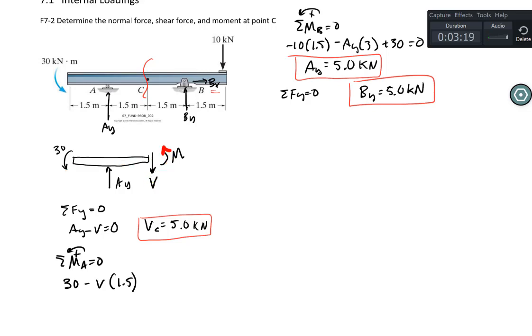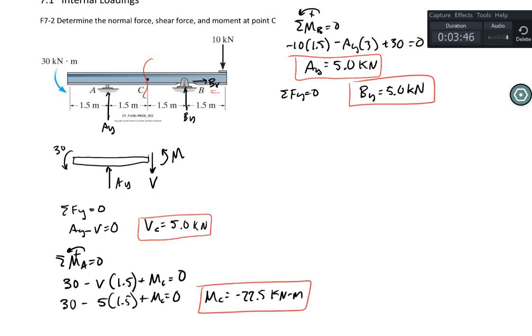Then I got that couple, which is positive, or unknown moment, and that's going to be moment at C is equal to 0. So I should be able to take this, plug that in, so I got 30 minus 5 times 1.5, plus the moment at C is equal to 0, and I got moment at C is equal to negative 22.5 kilonewton meters. Now I got a negative answer.